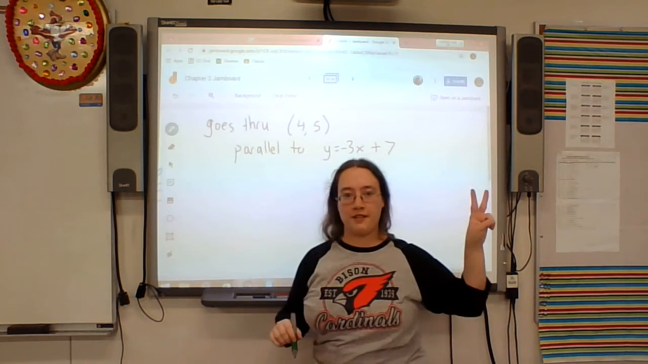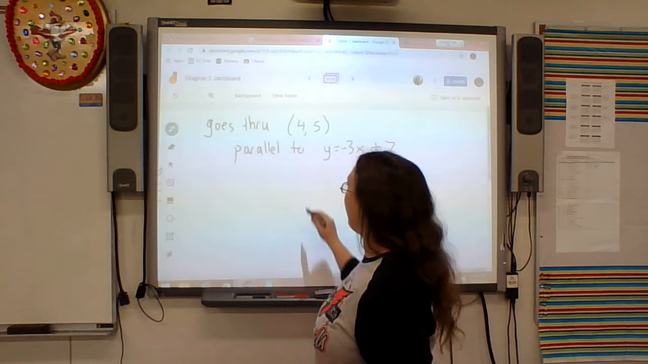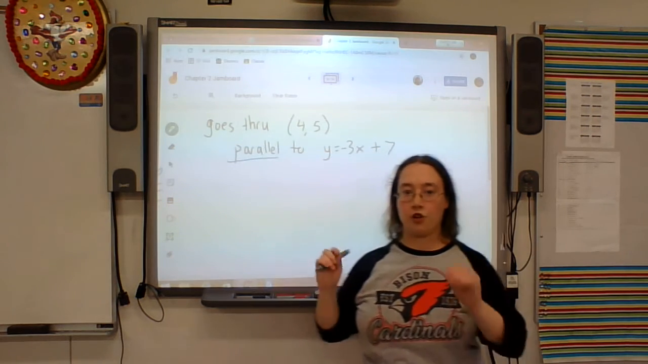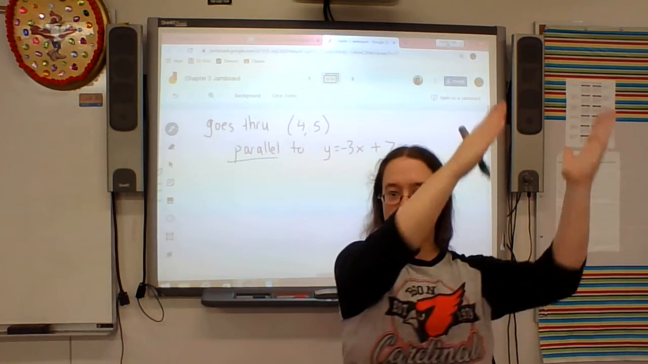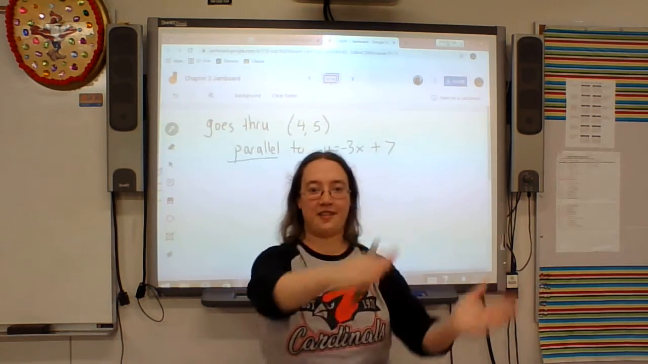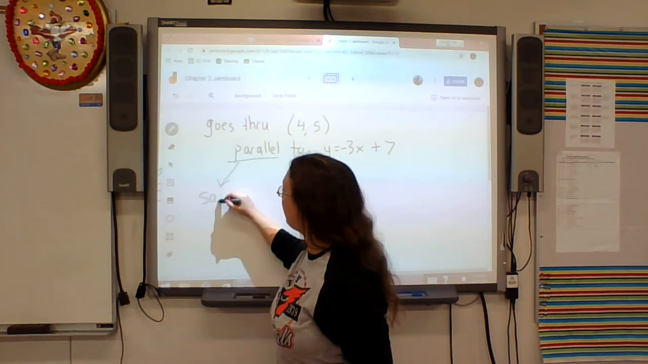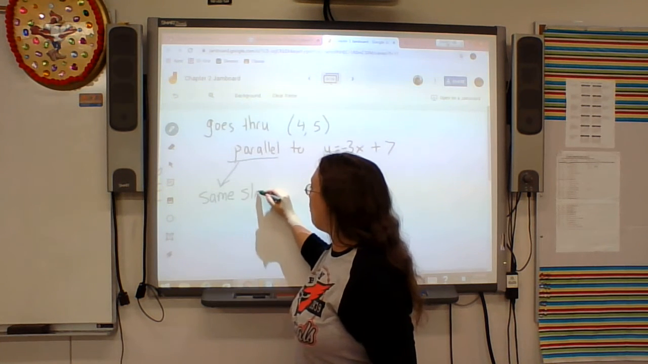All right, 2 other things that are going on here. The first thing is, what if we want a line parallel to another line? If you think back to geometry, parallel lines have the same slope. So I'm just going to jot that here. Parallel have the same slope.